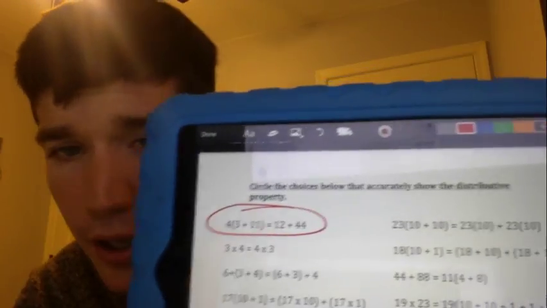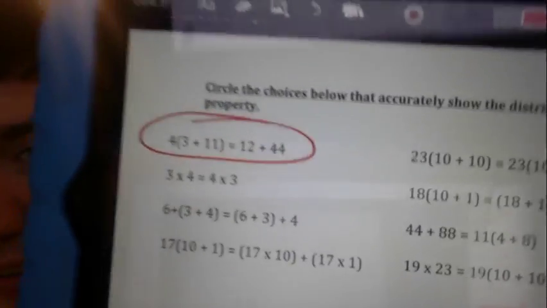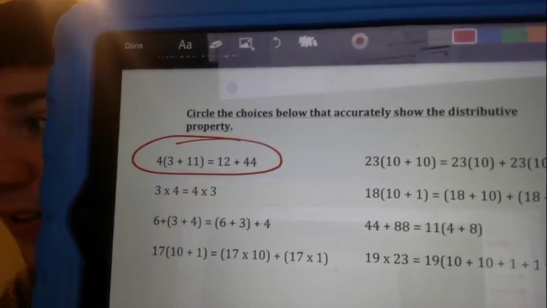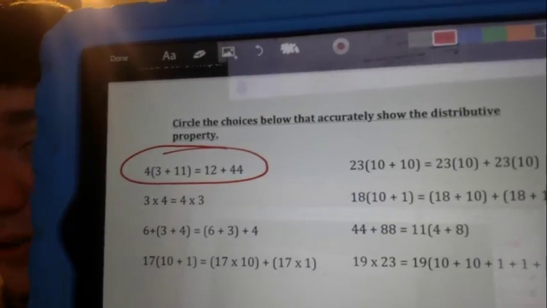Now, the next couple you see on there, you'll notice they don't really look anything like the distributive property. The second one would be an example of the commutative property. That just means that the order is changing. So 3 times 4 is 4 times 3. That's a true statement, but it's not an example of the distributive property. Keep that in mind.